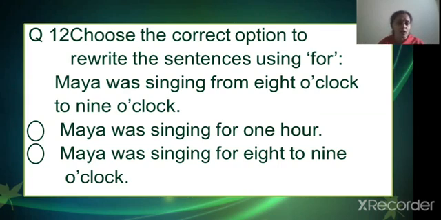Which is correct according to you? Yes, the first one is correct, right? Maya was singing for 1 hour. Maya was singing for 1 hour is the correct option. Clear? Shall we move to the next one? Okay.